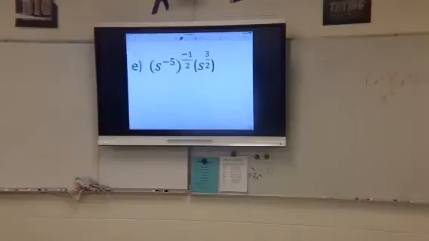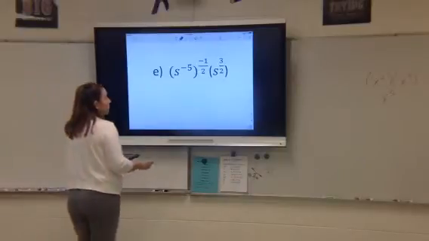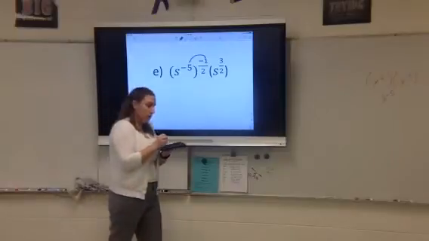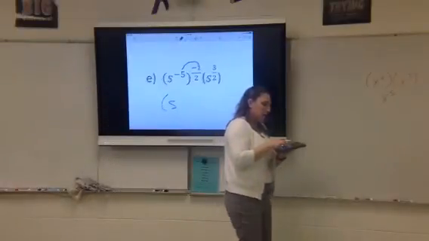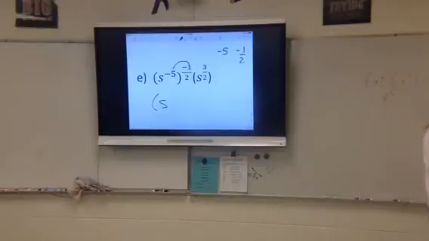All right. Let's go ahead and try another one. Okay, Ashley, what do you think the first step on this one would be? Okay, so distribute the negative 5 to the fraction. Okay, yeah, so you're going to multiply these two. Okay, should be right. Okay, so I'm going to have S, and then off the side here, negative 5 times negative 1/2. What do we get there?